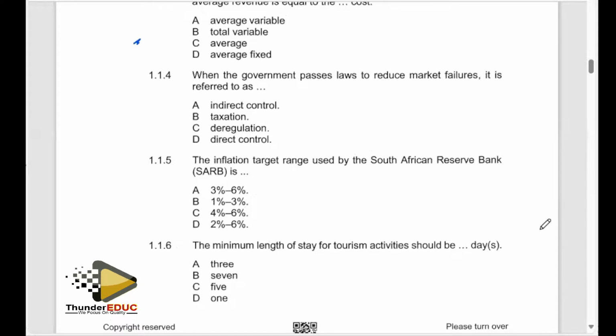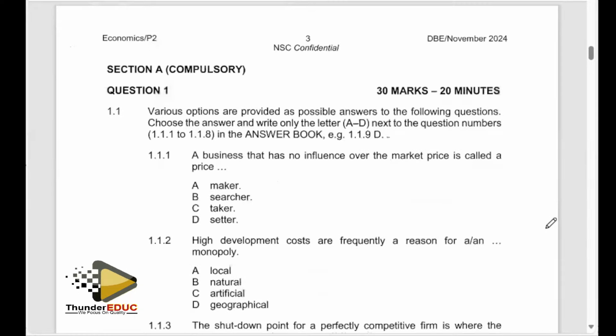Okay, right, grade 12s. We are going to discuss Paper 2, Economics, written November 2024. So now let's check out Question 1. 1.1, various options are provided as possible answers to the following questions. Choose the correct answer and write only the letter A to D next to the question numbers. An example is given inside the bracket where you're given 1.1.1 to 1.1.8, and you're expected to write that inside your answer book issued to you.